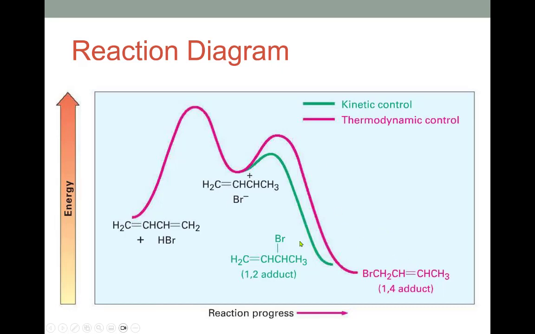So we have two products here. The take-home message is that at low temperature, we tend to form the 1,2 product. At higher temperature, we tend to form the 1,4 product. And those are called, respectively, the kinetic and the thermodynamic products.